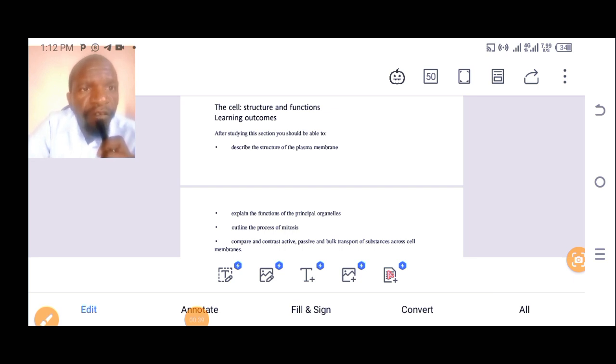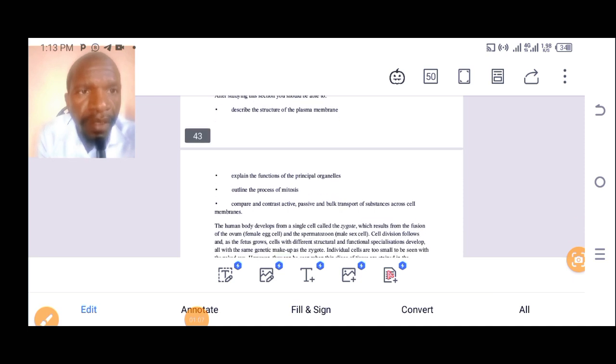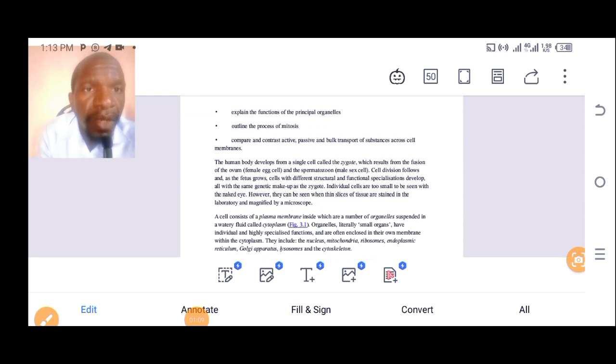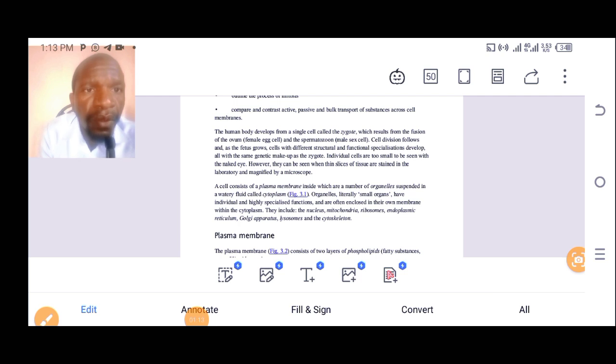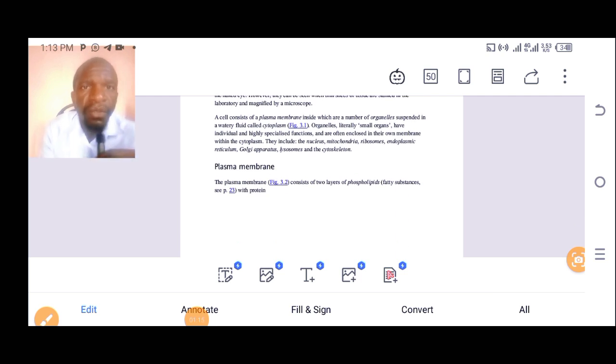You should be able to explain the functions of the principal organelles. Yes, you must be able to know the functions of the organelles, how they perform their different functions and how important they are to the human cell. The organelles are found inside the human cell. Then in a later discussion after today, we are going to cover the process of mitosis, cell division. It's also very important. So today we are just going to go straight to describe the structure of the plasma membrane.